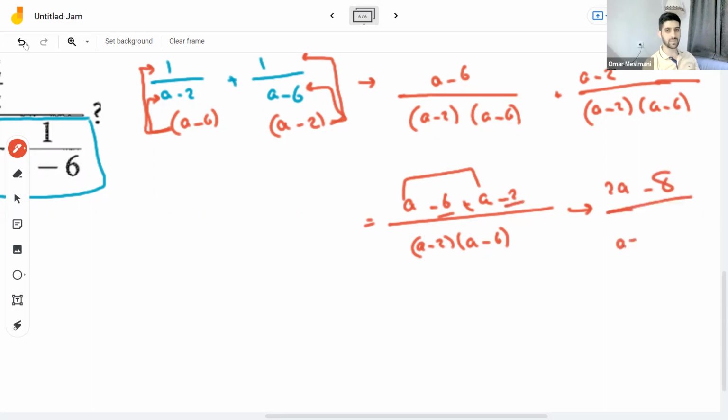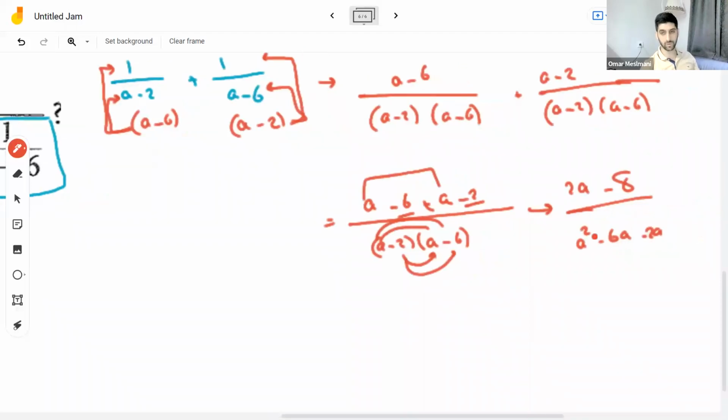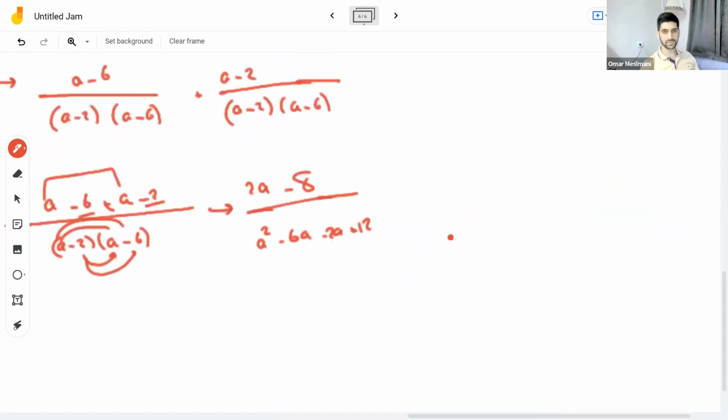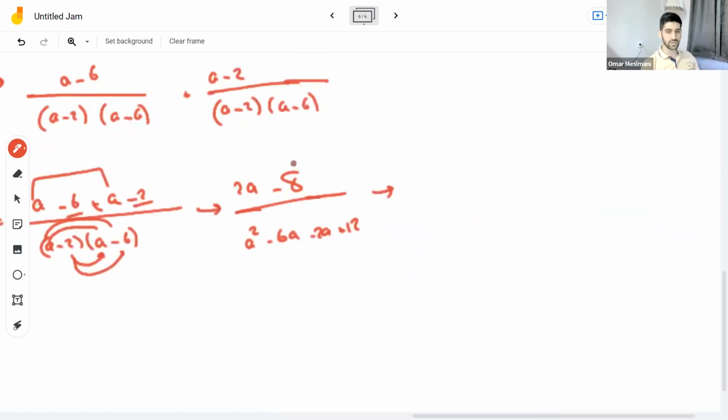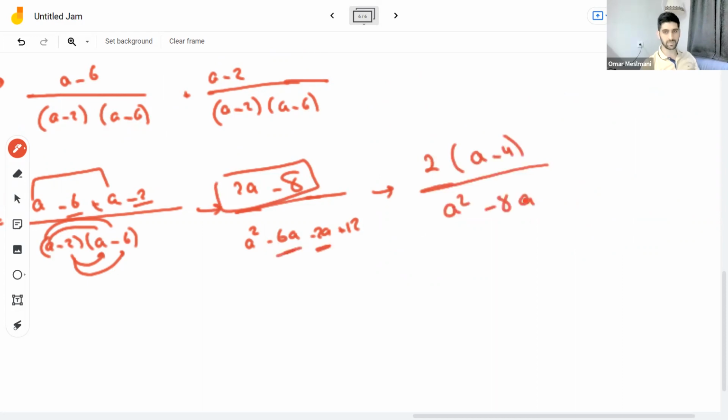Wait a minute. Can I multiply the a minus 2 by a minus 6? It's going to be a squared. A times minus 6 is going to be minus 6a. Minus 2 times a is going to be minus 2a. And minus 2 times minus 6 is going to be plus 12. So at the end, I will take a common factor of 2 from the numerator. I have 2 times a minus 4, all over a squared minus 8a plus 12.